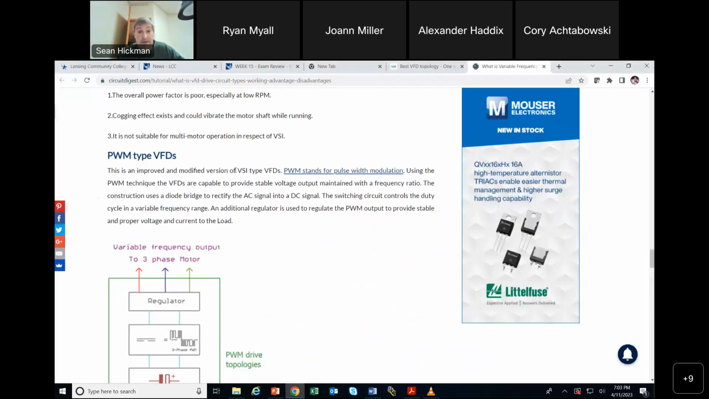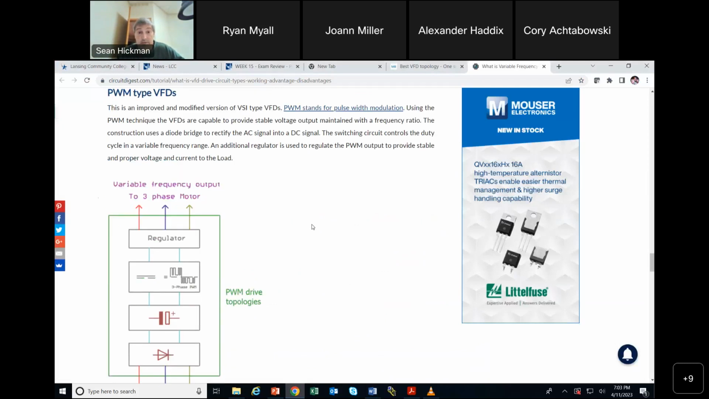This is an improved and modified version. Using that, drives are capable of providing stable voltage output with the frequency ratio. They use a diode bridge to rectify the AC signal into a DC signal. So this adds a little bit more here in order to take that square wave and smooth it out even more. Okay.